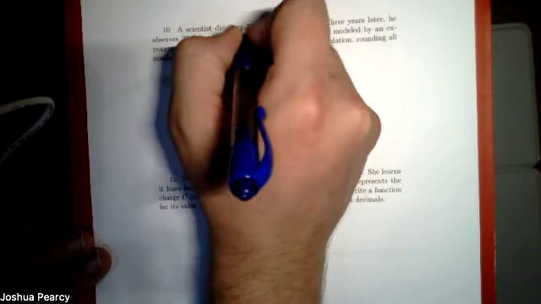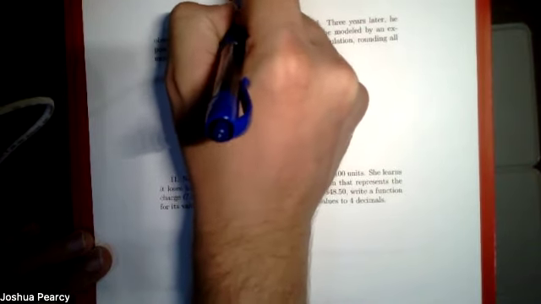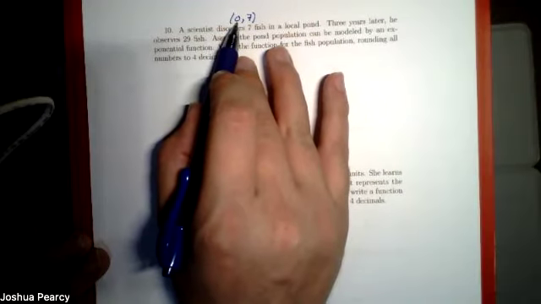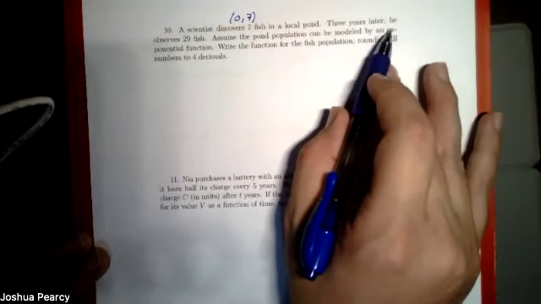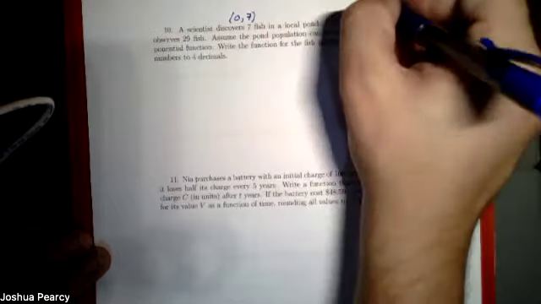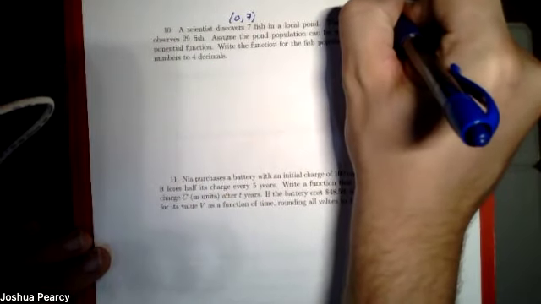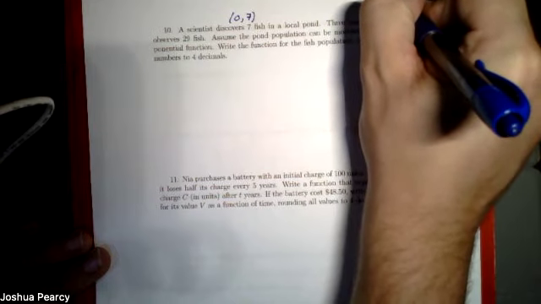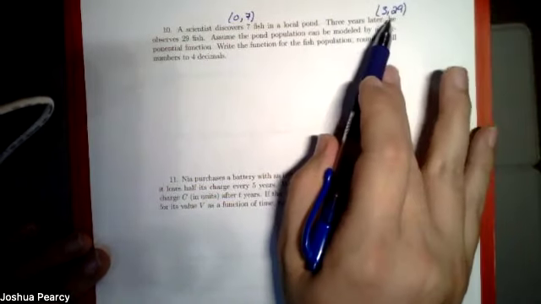So this is like the one we had earlier, where we have 7 fish to begin with. So at time 0, there were 7 fish. So this is the ordered pair for this: 0 years, 7 fish. This is the initial time that he saw the fish. Then 3 years later, he observed 29. So this ordered pair is 3 and then 29, right? So this is like what we did earlier.